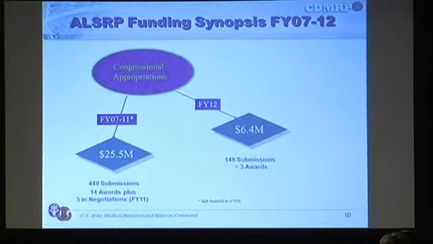So about a 4% funding rate, which isn't real encouraging for the investigators, but we have to do the best that we can with what we have. And so we're very appreciative of the fact that they come to us with wonderful ideas. Last year, in fiscal year 11, the budget was $8 million, and so we were able to make 5 awards. This year, as you see, the budget is $6.4 million, so we're envisioning 3 awards. So every dollar counts, and we'll make it work.